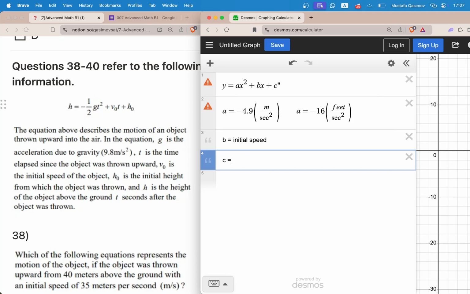And c is equal to h0, the initial height. Most of the time the question is related to initial height. Instead of initial height, they can use different sentences or different expressions, like asking what's the height of the platform.